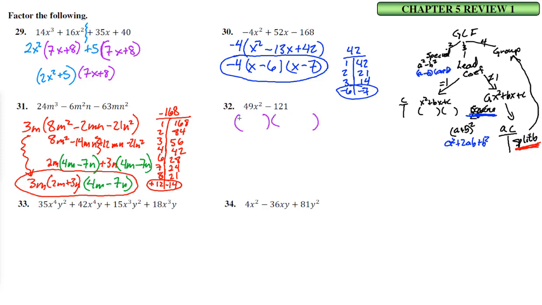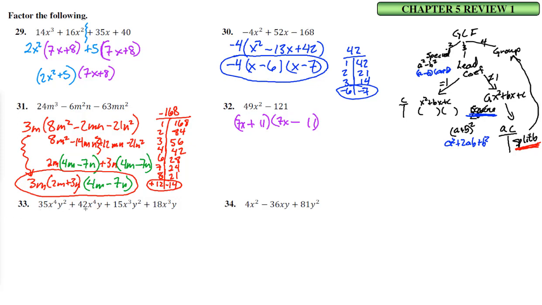Square root of 49 is 7. Square root of x squared is x. And square root of 121 is 11. So it's 7x and 11 in both places. One's a plus and one's a minus to make those middle terms cancel all out. Oh, I like that one. All right, next, number 35.